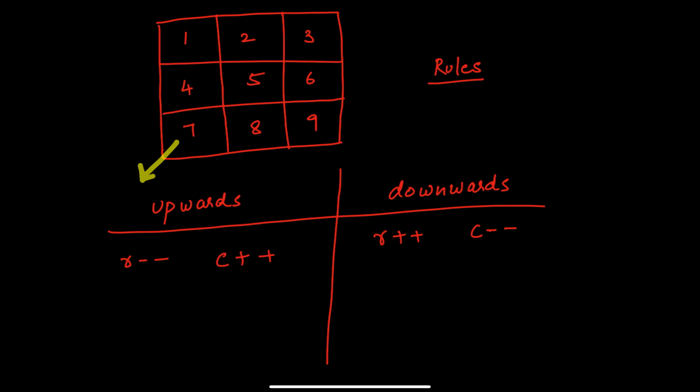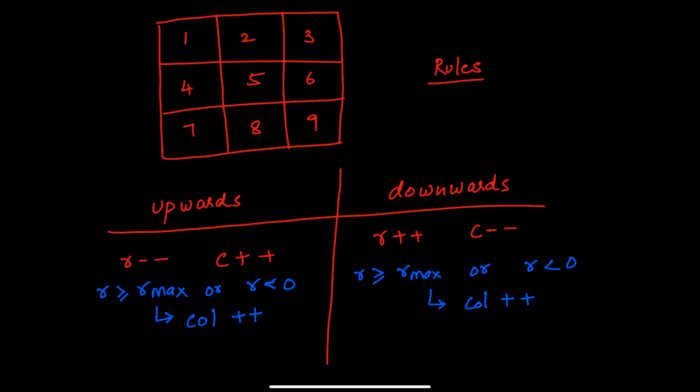Let's say our pointer is pointing at 7. There are no elements after that, so we need to now change the direction and increment the column value. So this logic of incrementing the column pointer applies to both the directions. Here's the mathematical representation of the logic that we just discussed. If the row pointer is greater than or equal to r max or less than 0, we should increment the column pointer by 1.